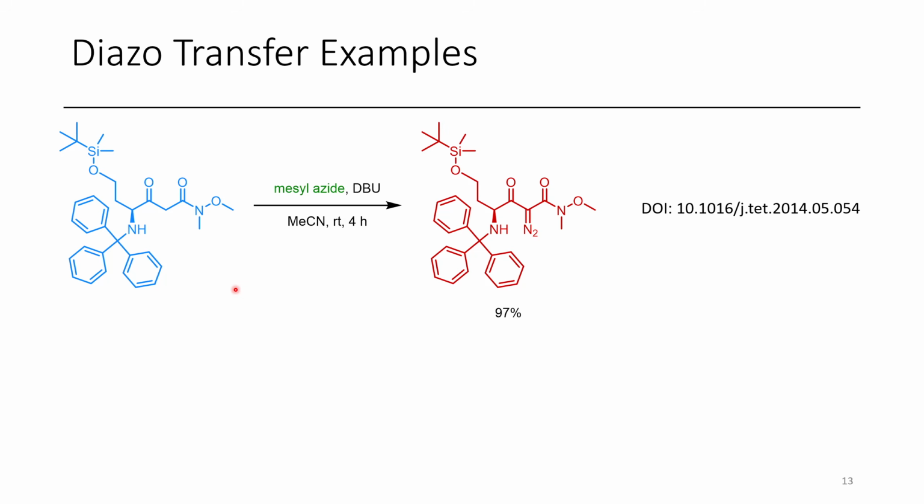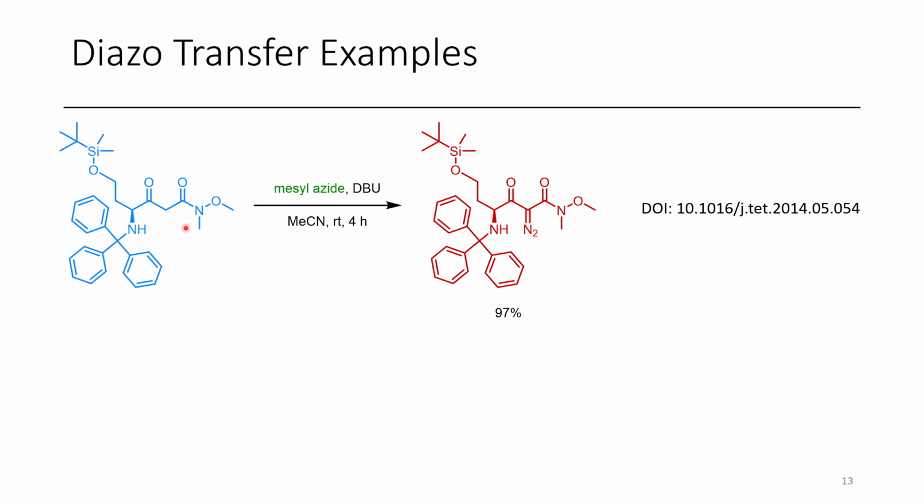Now, some more pharmaceutically relevant examples include the treatment of this ketoamide derivative with mesyl azide. This is just a mesylate version. Instead of tosyl, they have a mesyl. And with DBU, this is cleanly converted in 4 hours at room temp in the presence of a TBS group as well as a trityl-protected nitrogen.